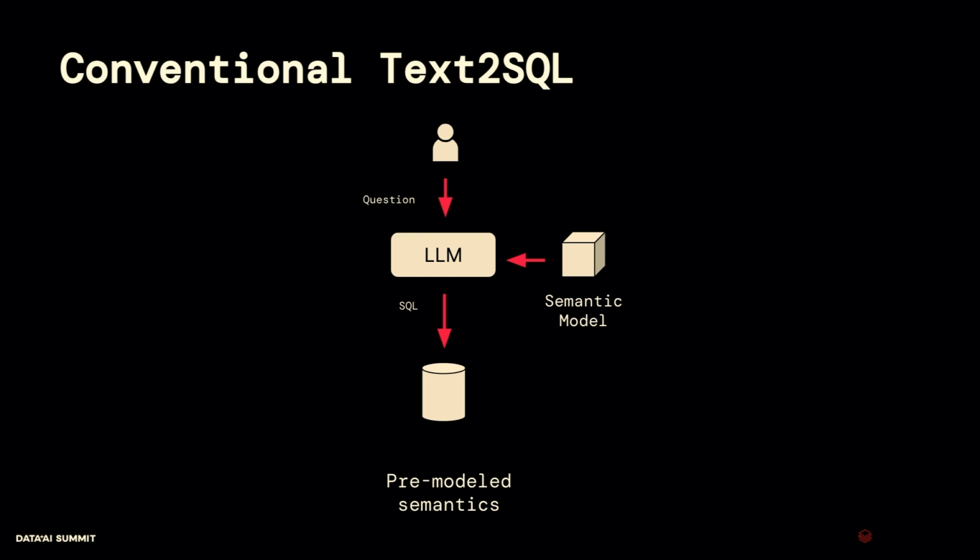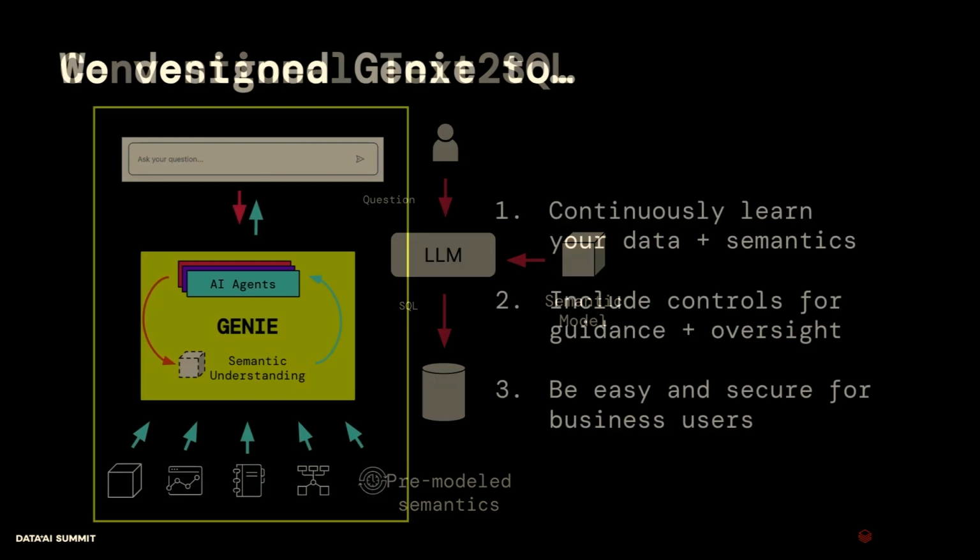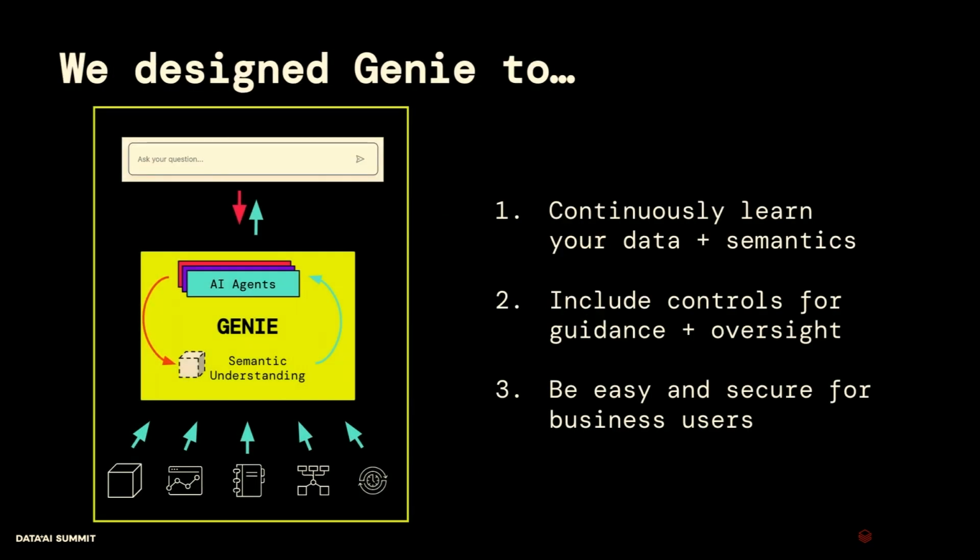Just think about things from an actual data analyst. Would a real-life data analyst only refer to a preset dictionary of terms, or would they learn and grow with your data over time? So we took a step back and designed Genie to be more of a mini data analyst, a piece of yourself for your business users to use. There's three main principles we designed the solution to have. First is that it has to continuously learn over time. Again, your data and semantics are constantly going to evolve, and Genie has to adapt with it.